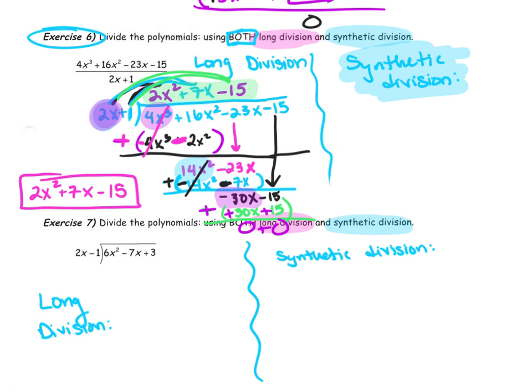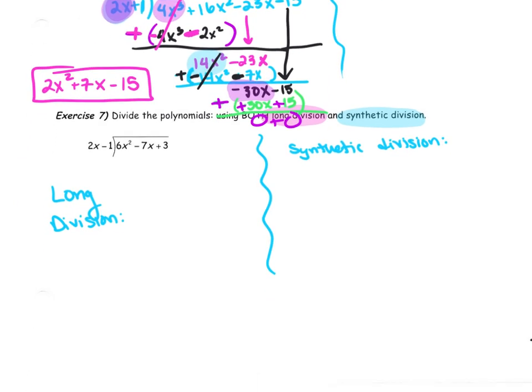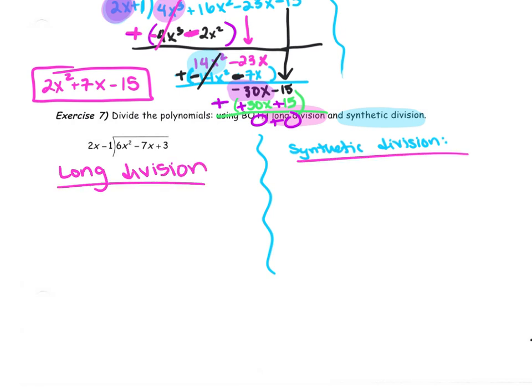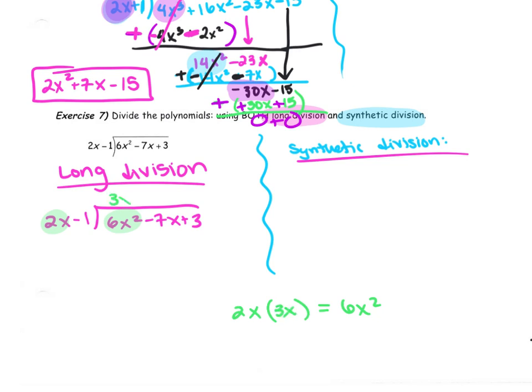Okay, let's take a look at exercise 7. So for exercise 7, again, we're using long division. We're going to do synthetic division tomorrow, so make sure you have enough room. Maybe I'll even write it up here that we're doing our long division up here. Okay, long division. Synthetic, leave on the side. We're going to do that tomorrow. So I have 2x minus 1, which goes into 6x squared minus 7x plus 3. And again, we want to see, 2x times what gets me to 6x squared? Well, that's 3x. So we have 3x.